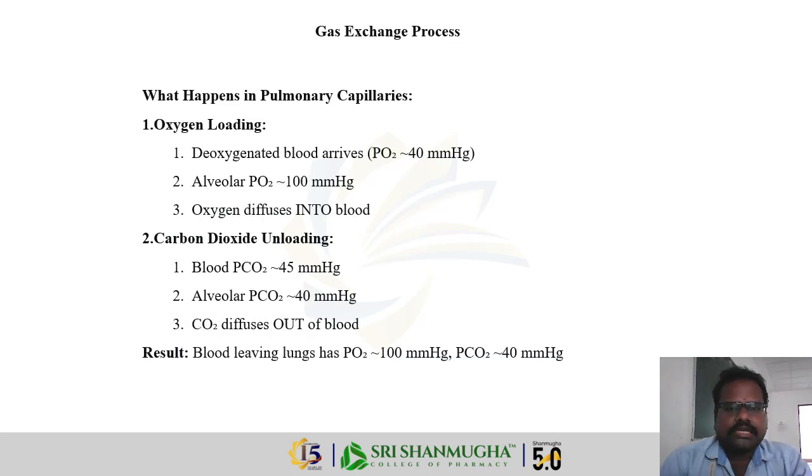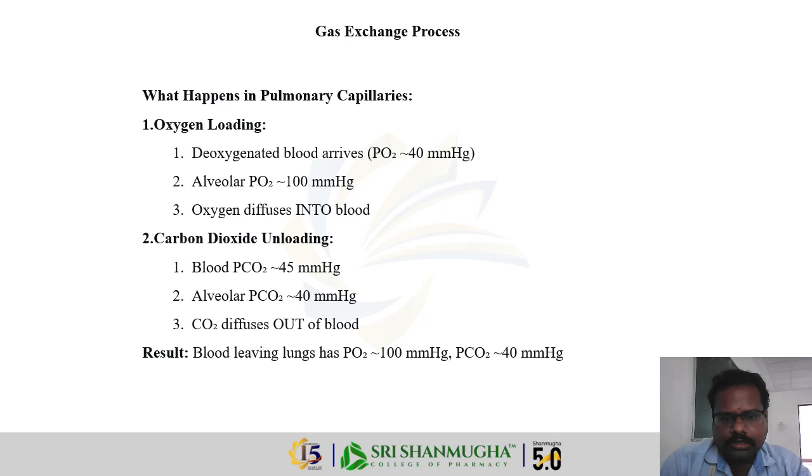Then going into the gas exchange process. So what happens in the pulmonary capillary is oxygen is loaded. Deoxygenated blood arrives at 40 mmHg. Then alveolar pressure is 100 mmHg. Then oxygen diffuses into the blood. So this is where the pressure concept comes in. The pressure difference within the lungs will make the oxygen diffuse into the blood and carbon dioxide diffuse out of the blood. So this is where oxygen loading and carbon dioxide unloading happen.